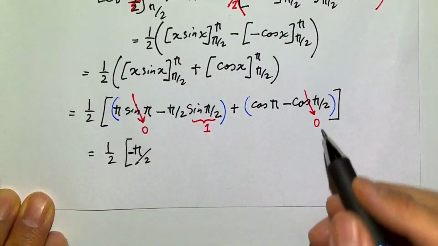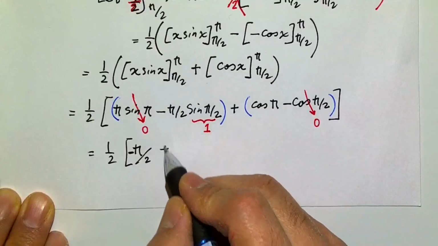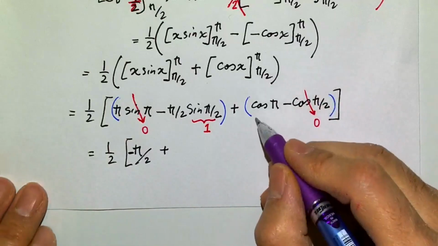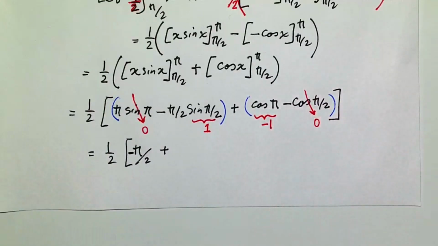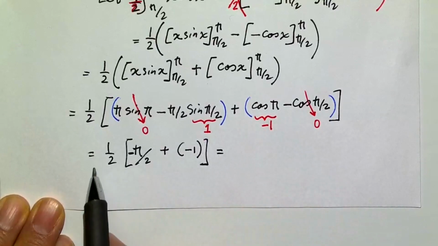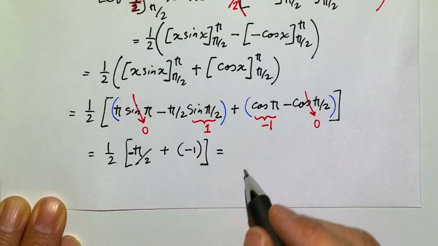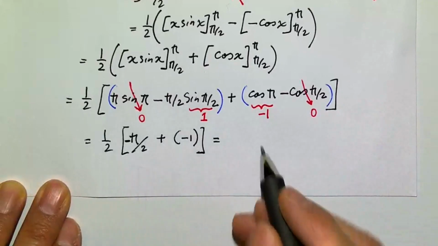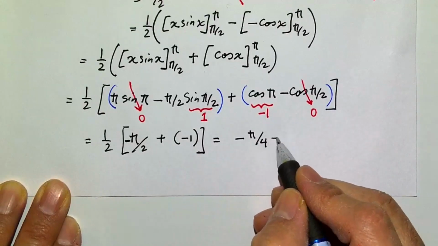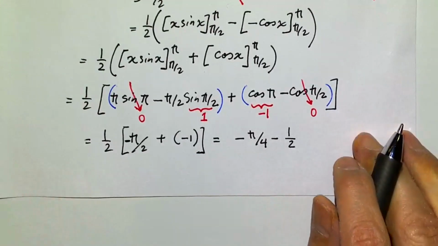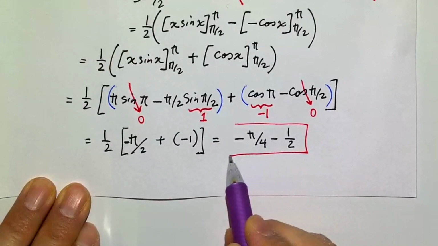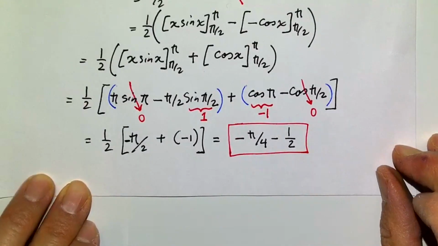The result of all of that, plus, what else do we have here? That one dropped out. Cosine of pi is, of course, we know from trigonometry that it's equal to minus 1. So plus minus 1. Okay, so the final result, let's just distribute all of that. We will get minus pi over 4, 1/2 times minus 1, minus 1/2. Okay, so here is the final result for that initial integral.